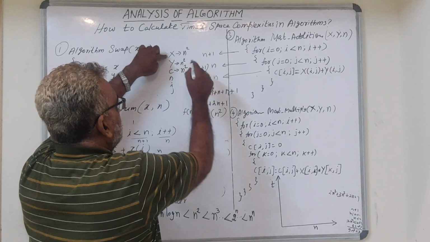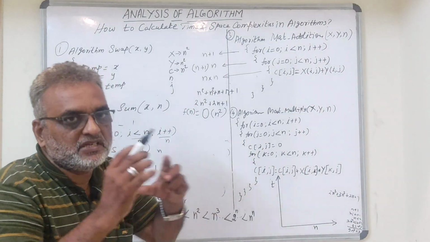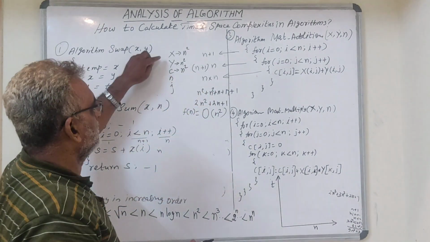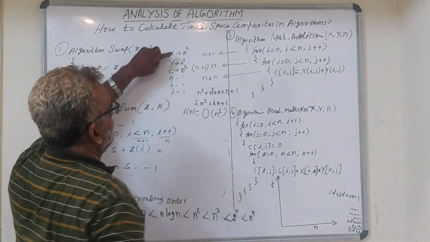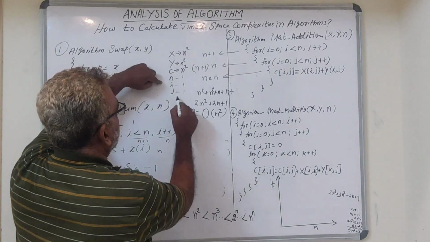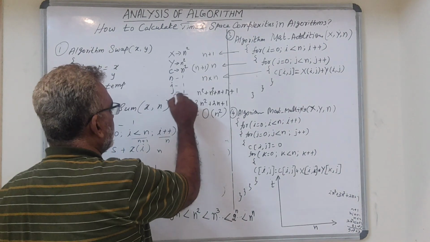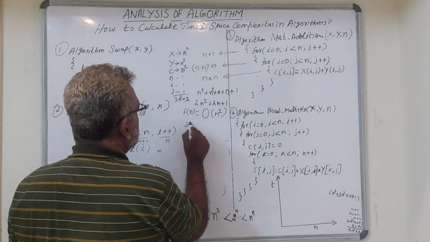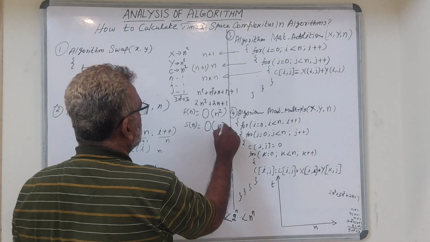We need n square number of locations in order to store this matrix, isn't it? Okay, this is a scalar variable, so 1, 1, this is also 1. So it is nothing but 3n square plus 3. You have to consider the maximum degree. So S of n is equal to order of again n square.